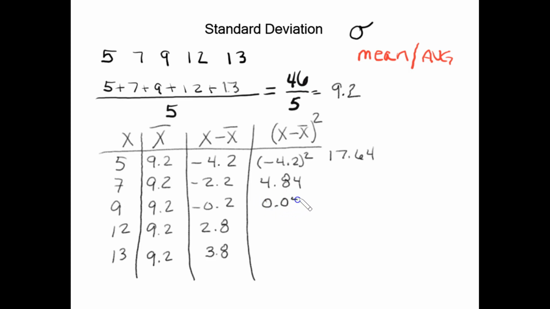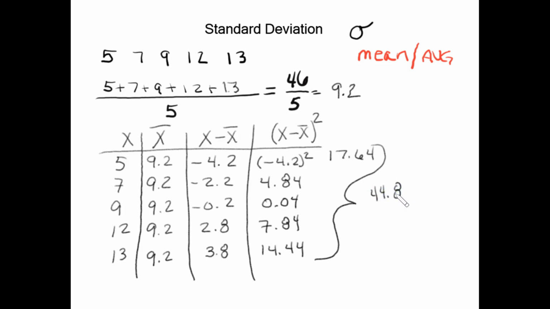Then 0.04, and 2.8 times 2.8 will give us 7.84, and then finally 3.8 times 3.8 gives us 14.44. Once again, we're going to repeat the steps that we did when we found the mean, or the average, in the first data set, and we're going to do the same thing here. We're going to add all of these numbers here, and let's see what we come up with. When we add all these numbers up, we end up with 44.8.